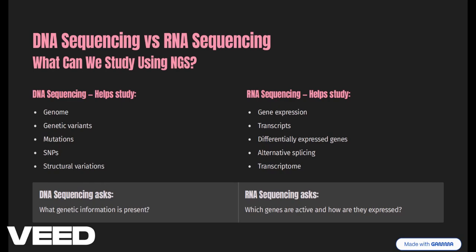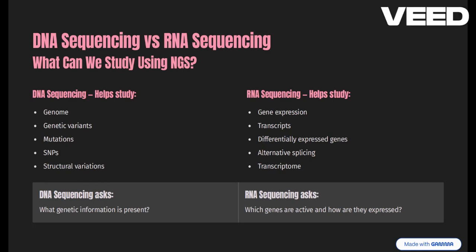So, in a simple way, DNA sequencing asks what genetic information is present, while RNA sequencing asks which genes are active and how they are expressed. This difference is very simple and very important because later in this course we will perform both types of analysis conceptually and practically.